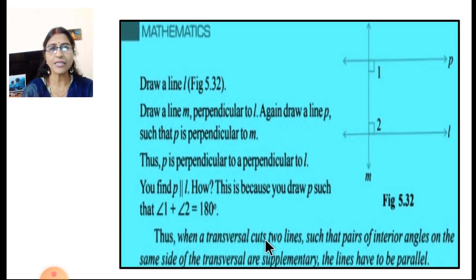Thus, when a transversal, this line M, cuts two lines, P and L, such that pairs of interior angles on the same side of the transversal are supplementary, you can see here this angle is 90 degrees, this angle is 90 degrees. Together when you add these two angles, you get 180 degrees, that means supplementary angles. So then the lines have to be parallel. Otherwise you will not get 180 degrees on adding angle 1 and angle 2. So here these two lines are parallel to each other.